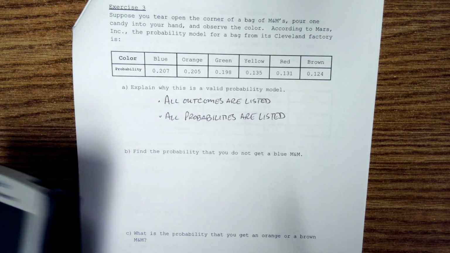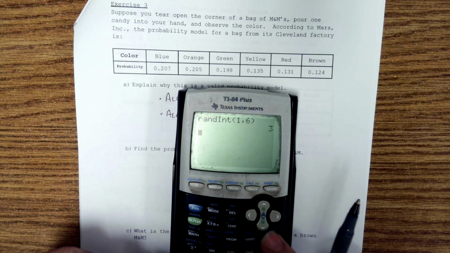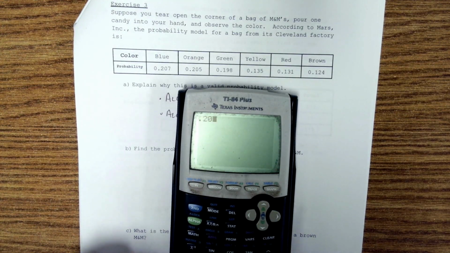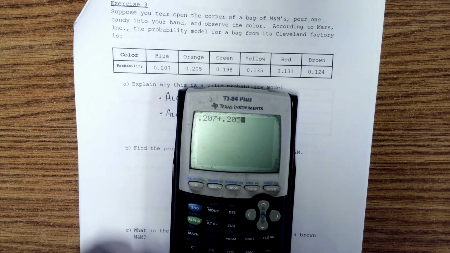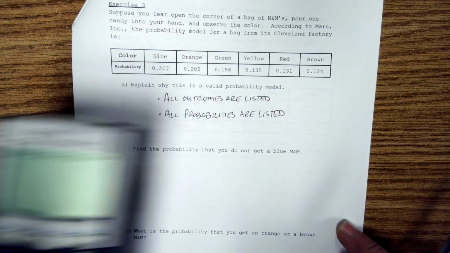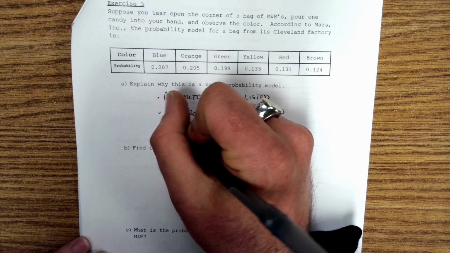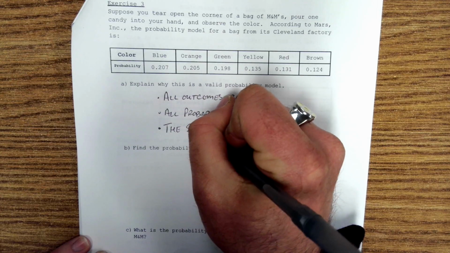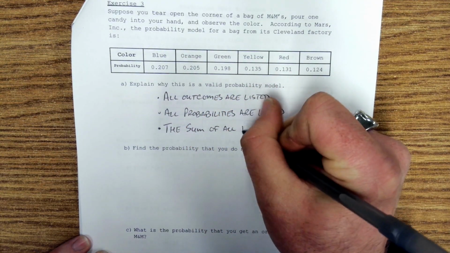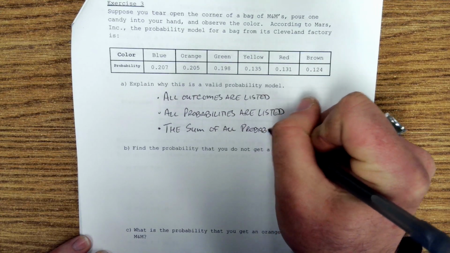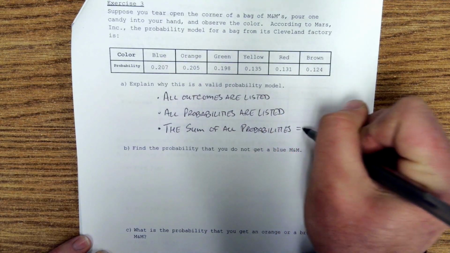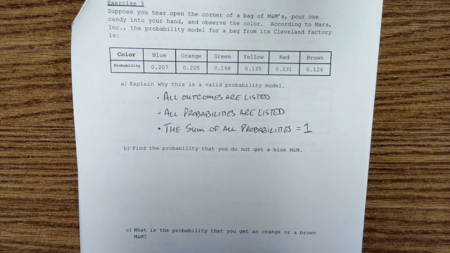And they do say it's valid, but we should also double check and make sure that's true. Do all of these probabilities add up to make 1? Is there a 100% chance that the next M&M that falls out of the bag is one of these colors? Yes. Those are the 3 things you need for a valid probability model.